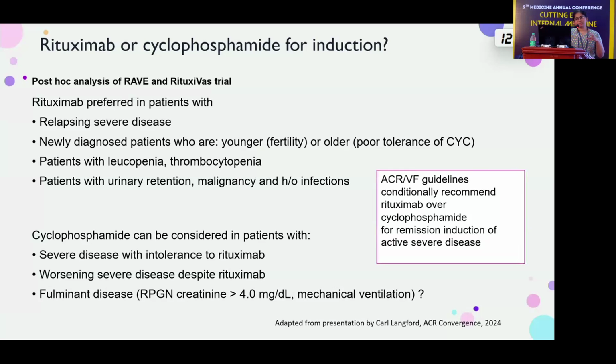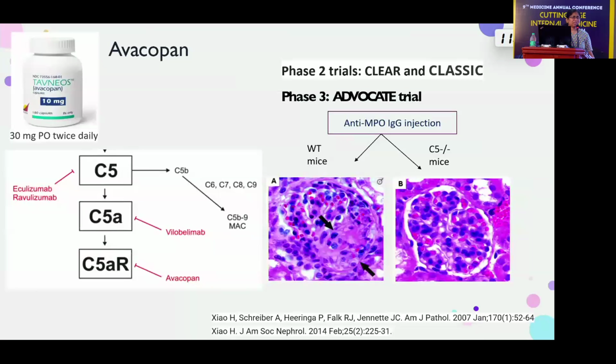This guideline has come up in the American College of Rheumatology Vasculitis Foundation guidelines, where they conditionally recommend rituximab over cyclophosphamide for induction of remission in patients with active severe disease. So the second change in induction is avacopan.